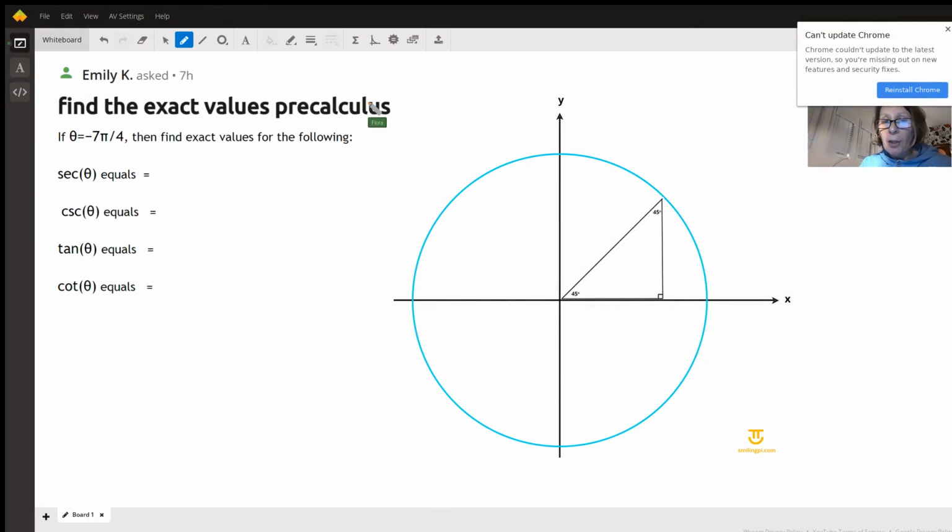Emily asked a precalculus question, trigonometry. If theta equals -7 pi over 4, then find the exact values of secant, cosecant, tangent, and cotangent.